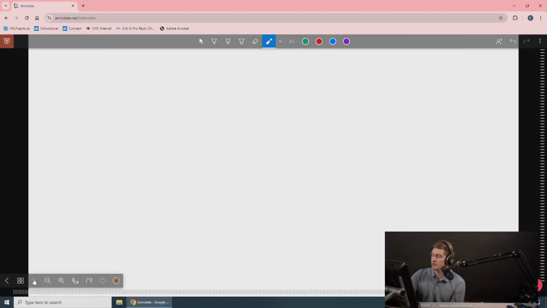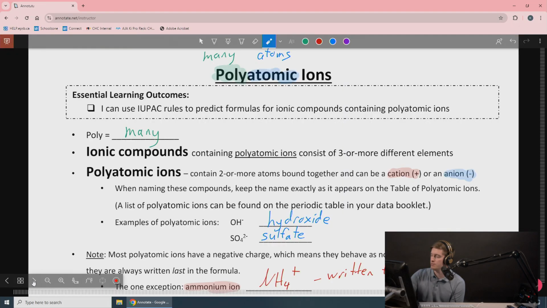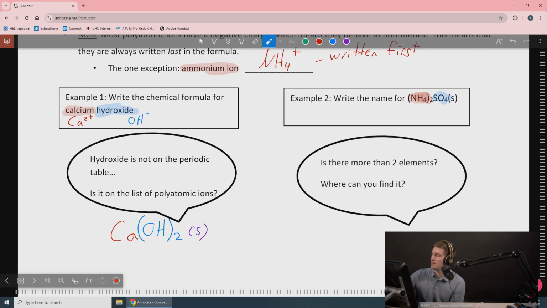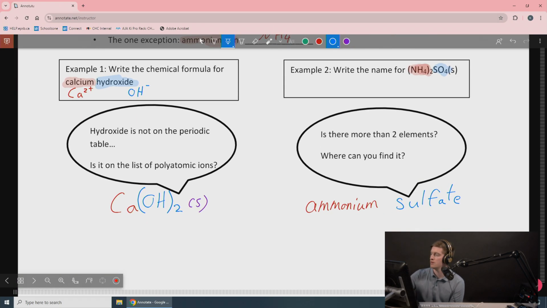To name this ionic compound, you simply name your cation, then your anion. So the name for this is going to be ammonium, which is our NH4+, sulfate, which is our SO4 2-. Ammonium sulfate. Sorry, it's behind my picture. Ammonium is this NH4. Sulfate is this SO4.